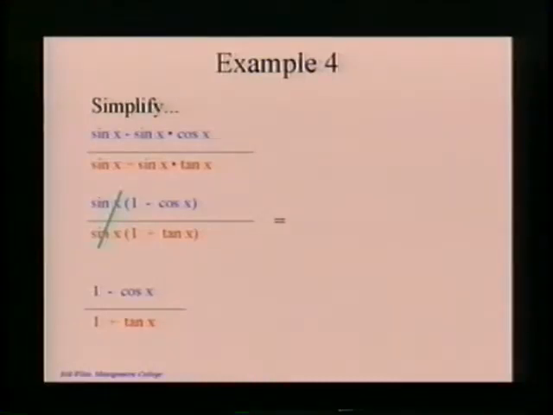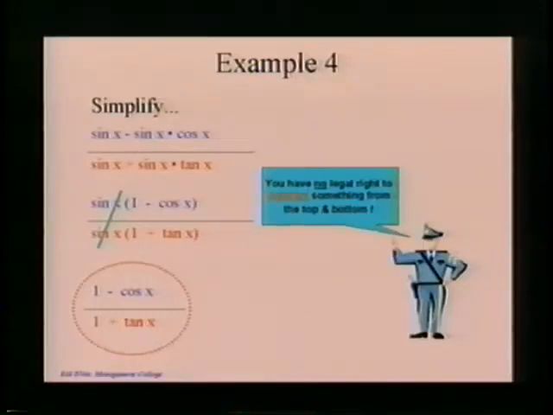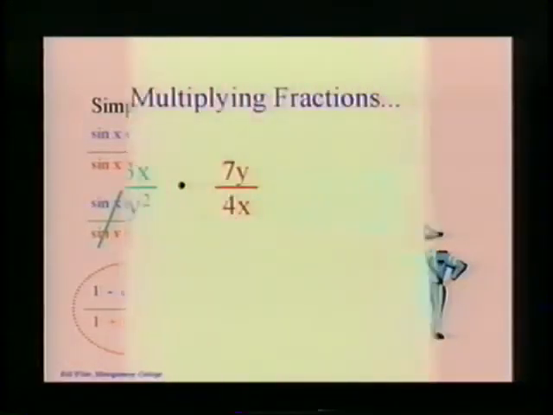I could try to change that tangent into sine over cosine, but I think we're going to live with this at this point because it does demonstrate the idea of factoring before you cancel. Remember, you have no legal right to subtract something from the top and bottom. You have to factor before you cancel.